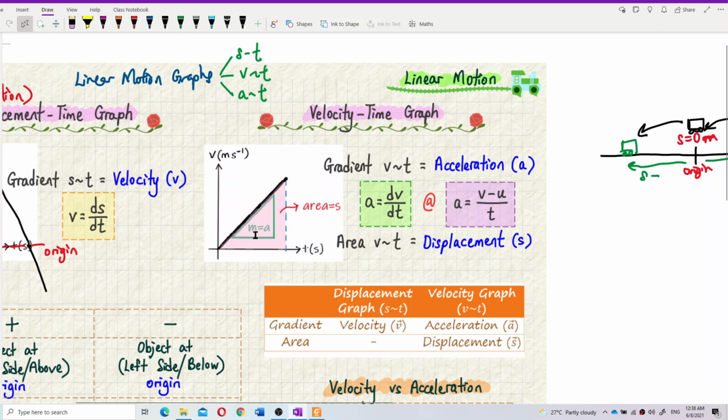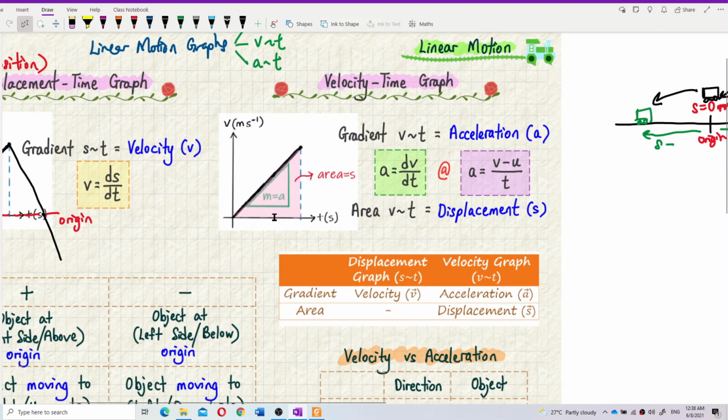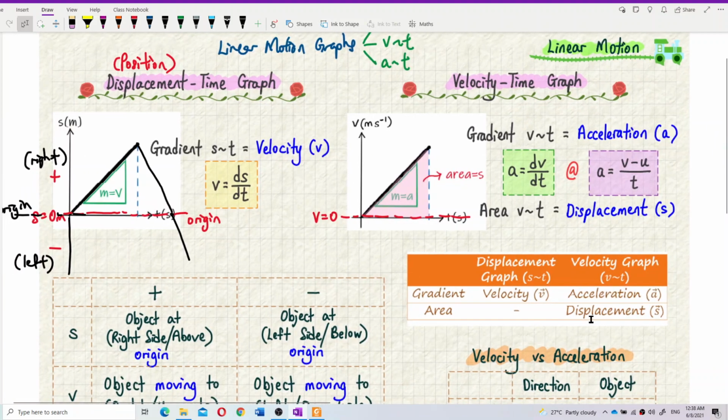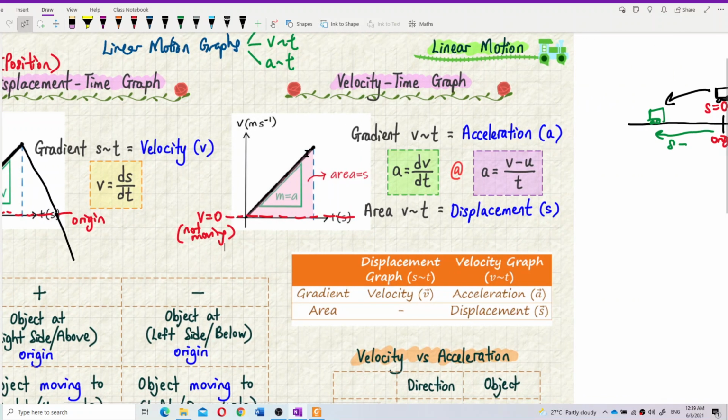Now, talking about velocity time graph. Velocity time graph is about the velocity of the object. So first of all, what does the time axis over here mean? The time axis over here means the object is not moving. This is the zero here. The object is not moving when it is over here. So if you look at this graph, the graph starts from zero.